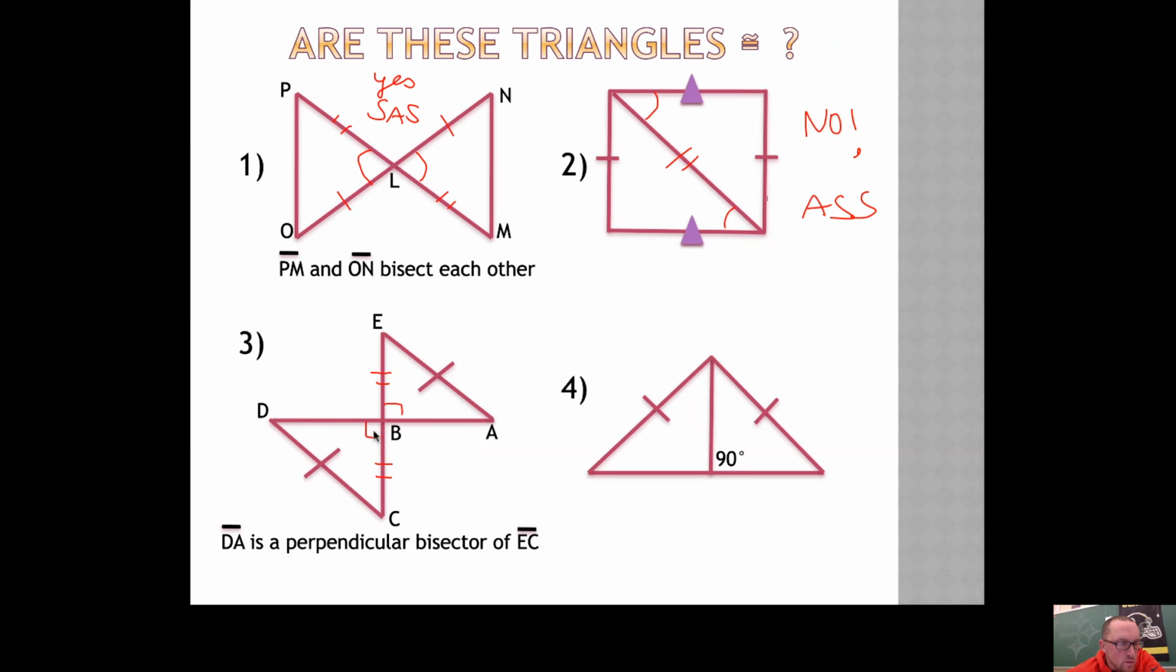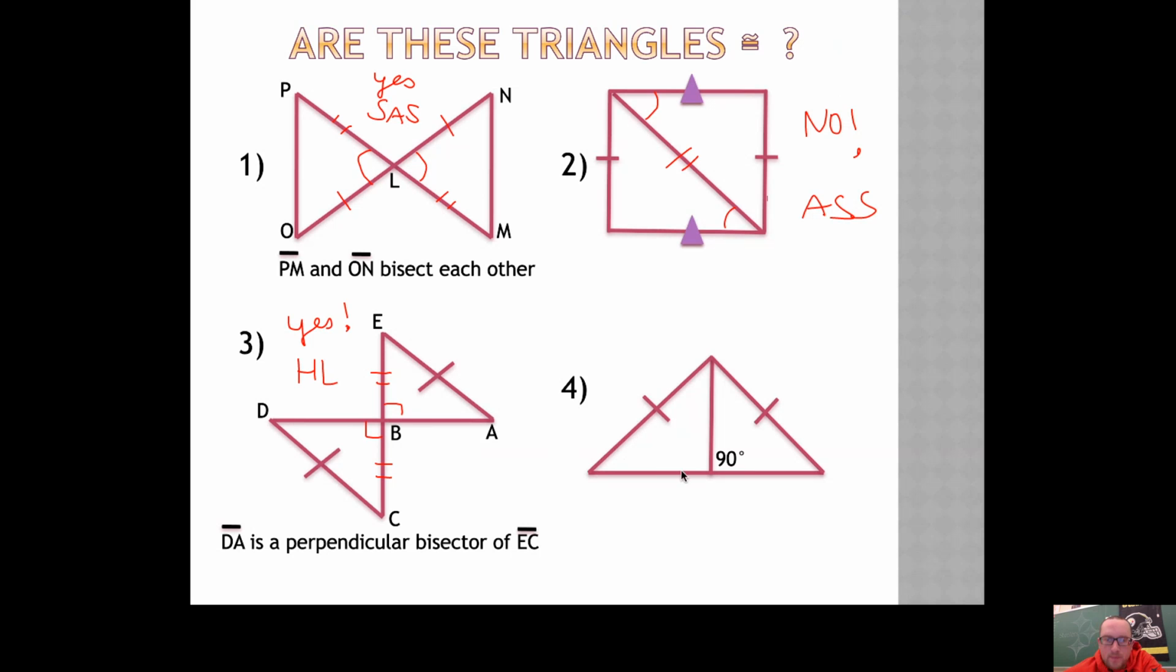But the angles are right angles, which means they're right triangles, which means these are congruent hypotenuses and these are congruent legs. Even though it's the same arrangement, when the angles are right angles, the two triangles must be congruent. That's what we call HL.